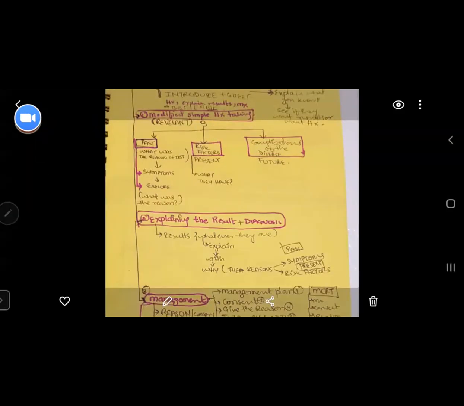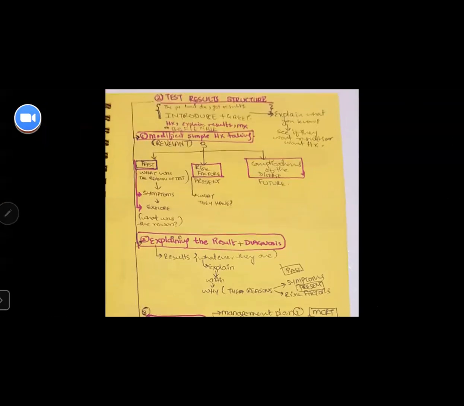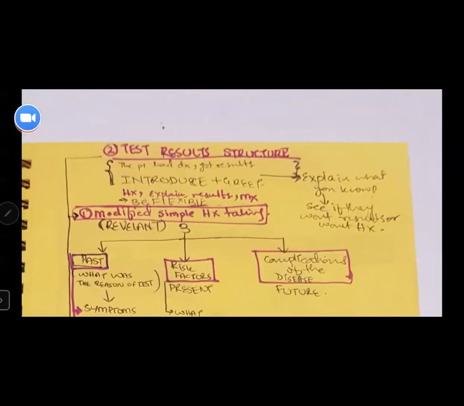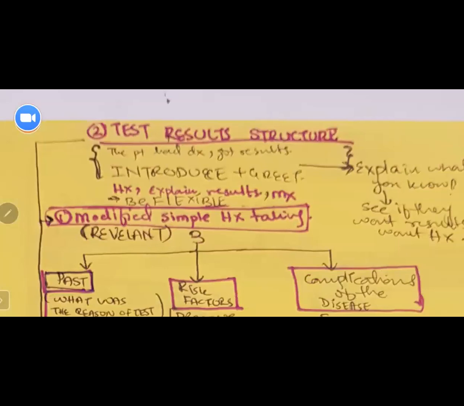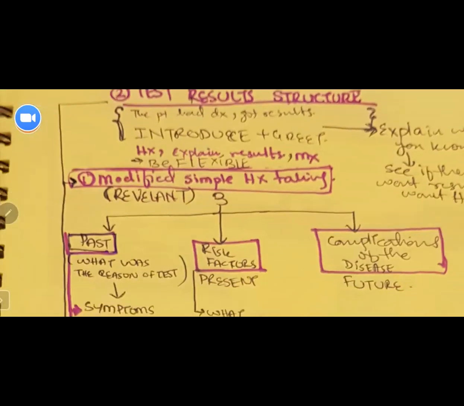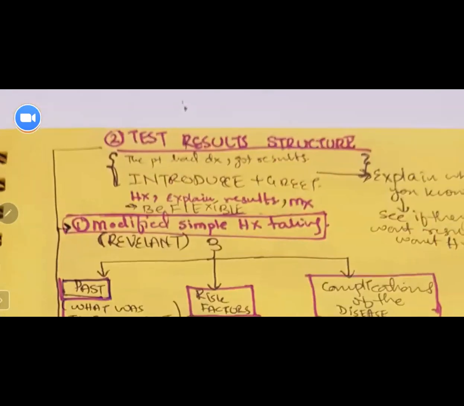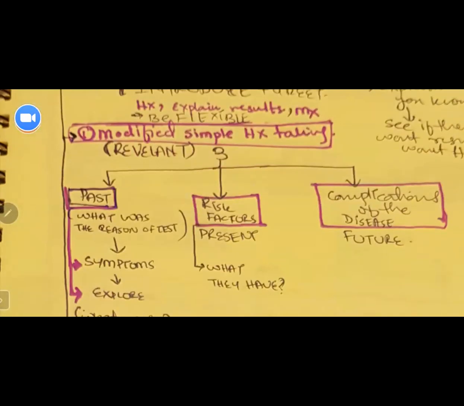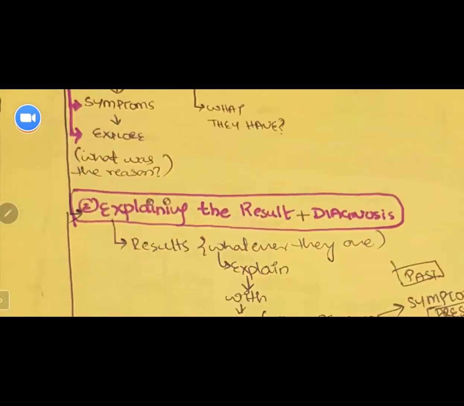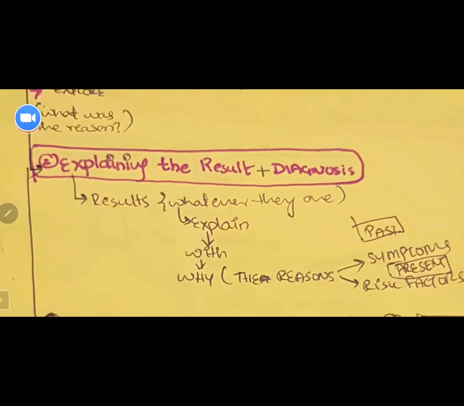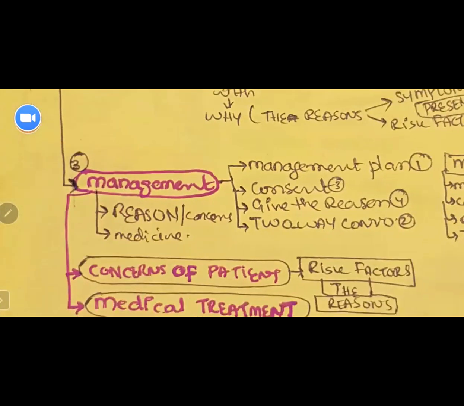Now in test results and in counseling stations, the person has already been diagnosed with things. They've come to you for the results of it. So you have to always introduce and greet. Then you have to take a modified, simple history, which includes why they took this test, why they're here today, and what could happen in the future. So you're going to take the relevant history according to that. I'm going really briefly because this is something that we'll be doing, inshallah, when we practice. Then explaining the results of the diagnosis and then managing them.